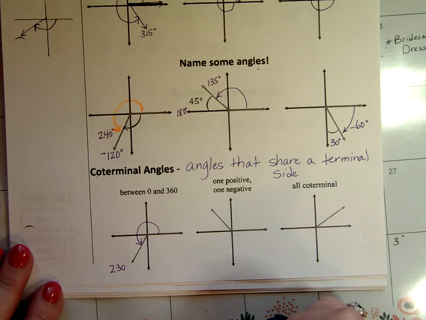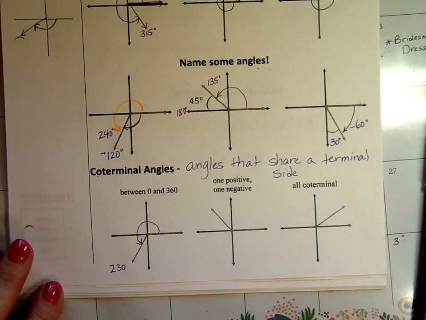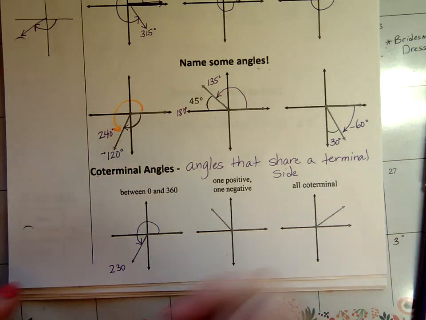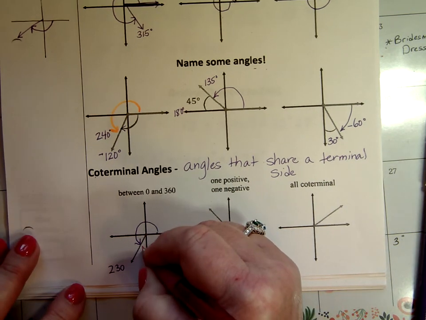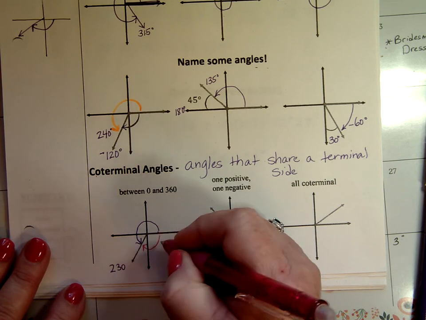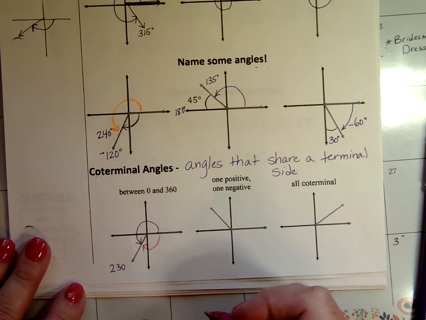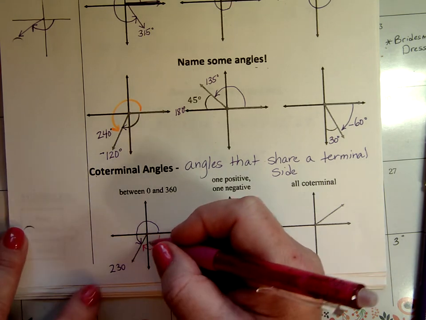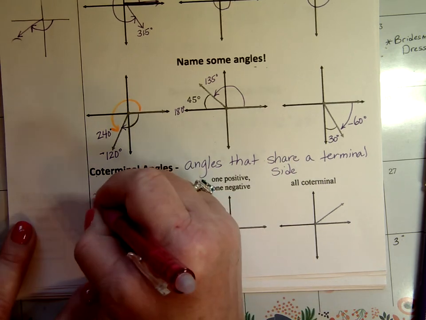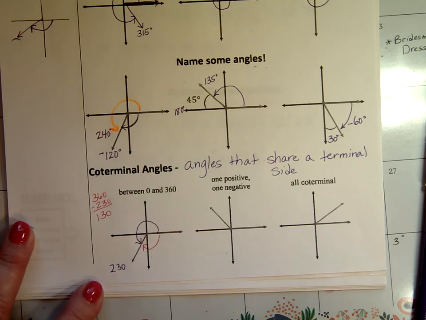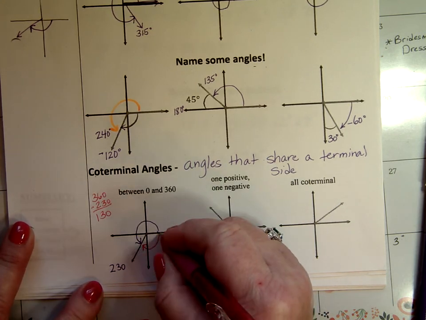Well, if that guy is 230, then how big is this guy? You think about it, well, together they make a full circle, right? Together they make 360. So if I get this guy that is 230 degrees and I subtract, 360 minus 230, that gives me 130 degrees. That's how big this angle is that I have here in pink. He would be 130 degrees.